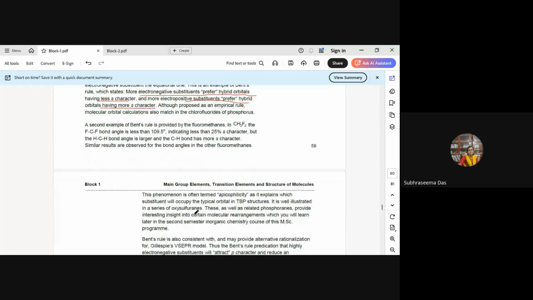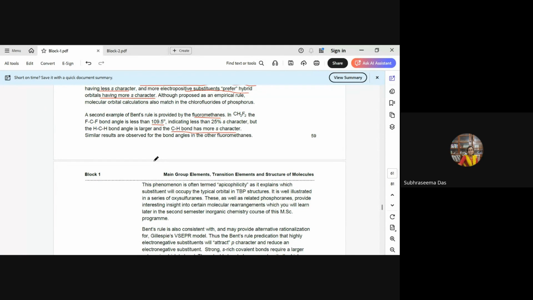A second example of Bent's rule is provided by difluoromethane, that is CH2F2. Here in CH2F2 the FCF bond angle is 109 degrees 5 minutes, which indicates that it has less than 25% s character. But when we look at the HCH bond angle, it is larger, and the CH bond has more s character. This is a typical example of Bent's rule, which correlates the bond length and the electronegativity. Similar observations have also been found for the bond angles of other fluoromethanes.